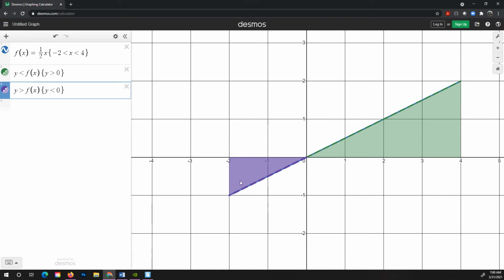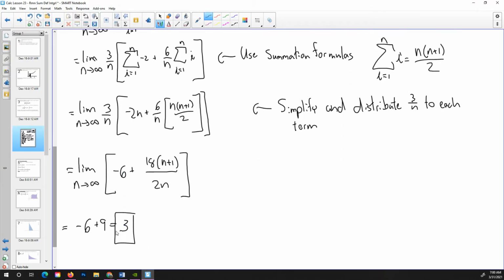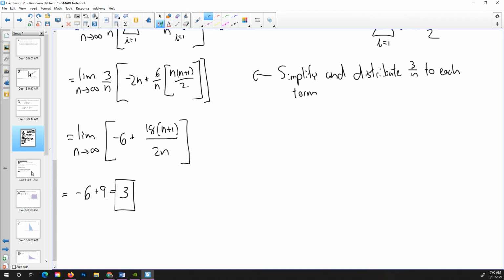When the curve is below the x-axis, the definite integral will count this as negative area. So the area between the x-axis and the curve is actually going to be 5 units, but the definite integral will have a value of positive 4 for this part, and this part will have a value of negative 1, giving us the 3 that we got right there.